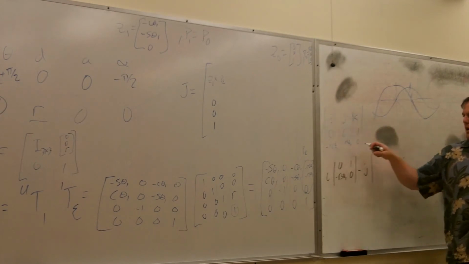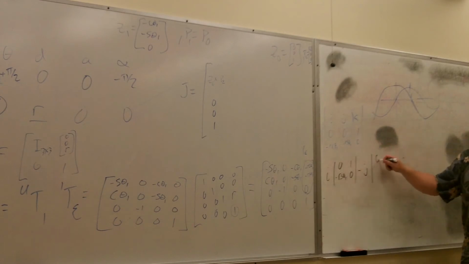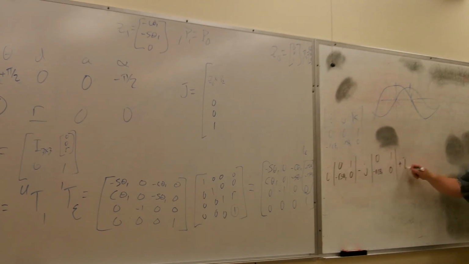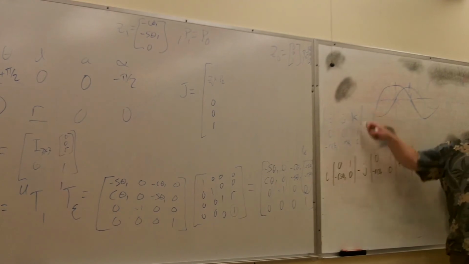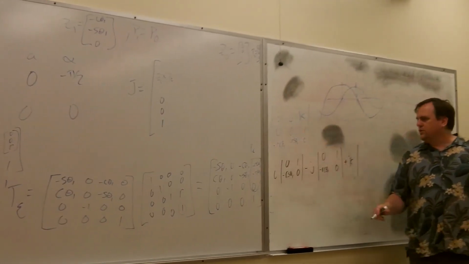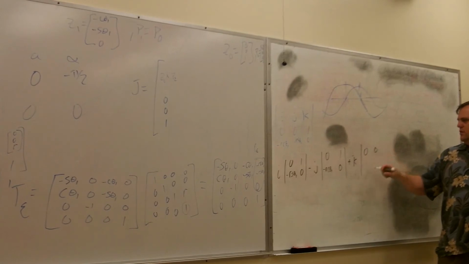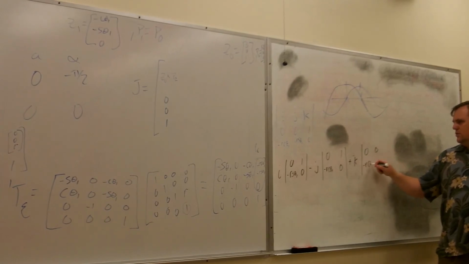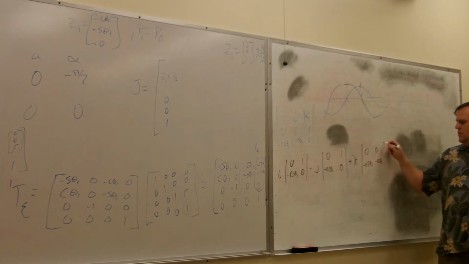So I get 0, 1 minus r and the 0. So 0, 1 minus r cos theta 1, 0. And then plus k. Remove it out, and we're left with this. Theta 1 is r sine theta 1.